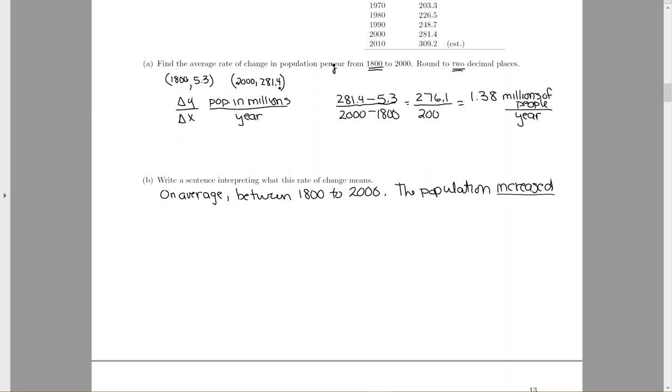And I use the word increase now as opposed to decrease. Increase because it's positive by 1.38 million people per year, or each year. And that's why we put on the word on average. It wasn't exactly 1.38 million each year, but on average it was about 1.38 million per year. And I have to give these dates as well, because between different dates we may have a different increase in population.